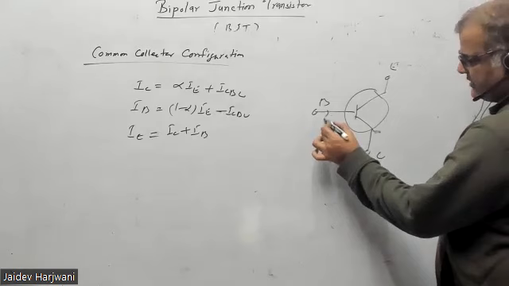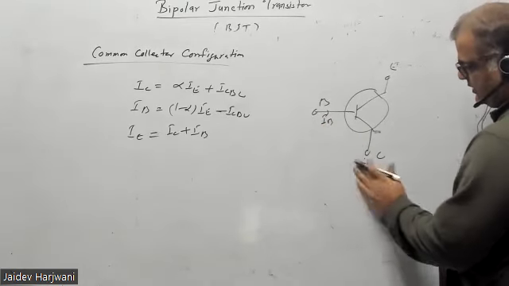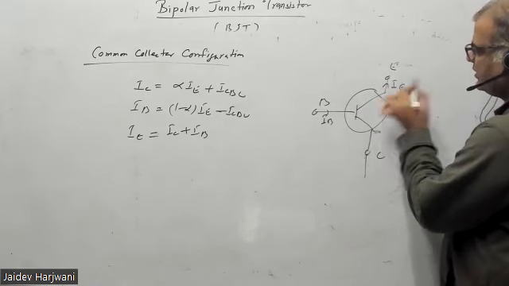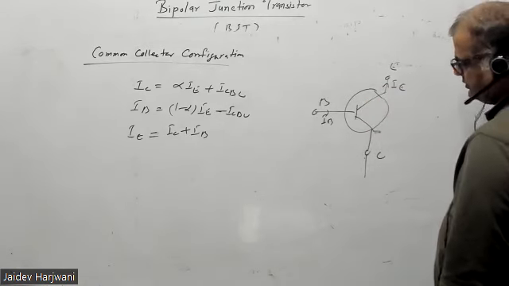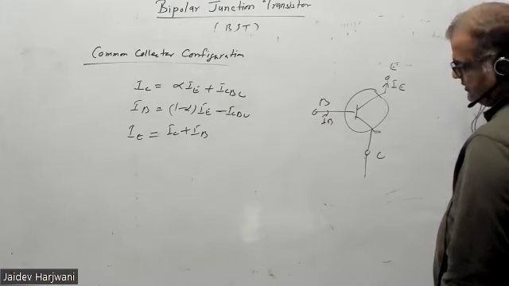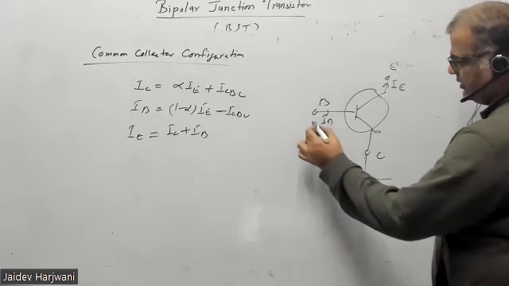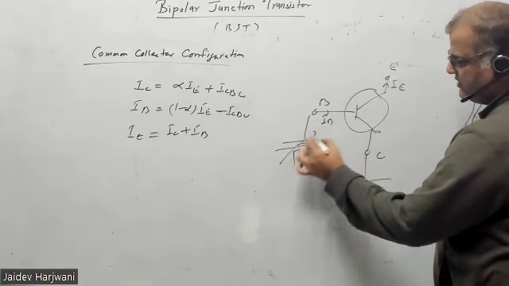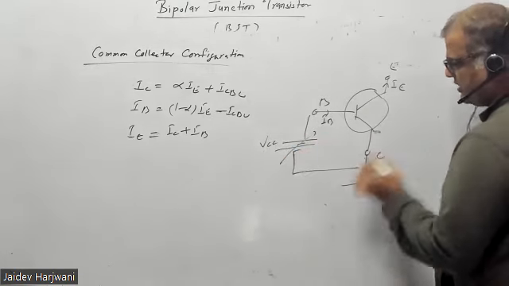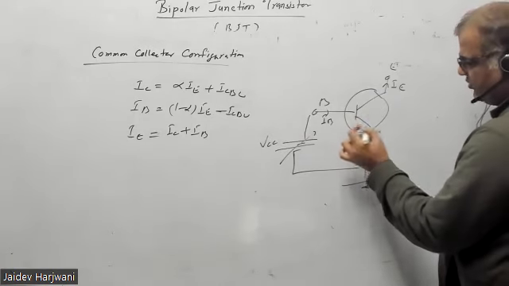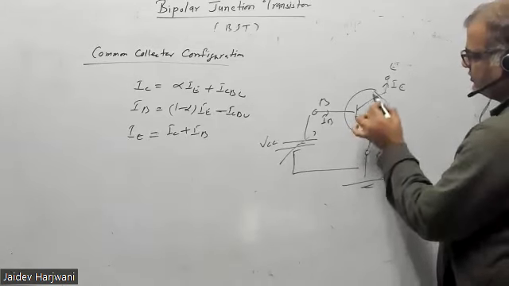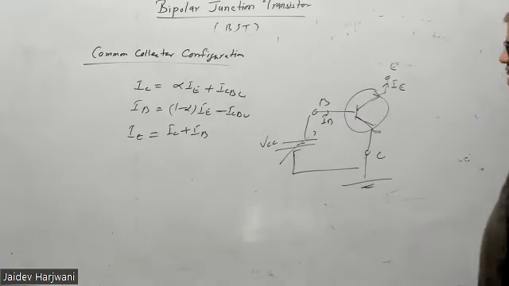Now the input current is IB. The output current is your IE. And this is grounded. You are applying voltage here, say this is VCC. So now the input transistor is NPN, so the direction is like this.